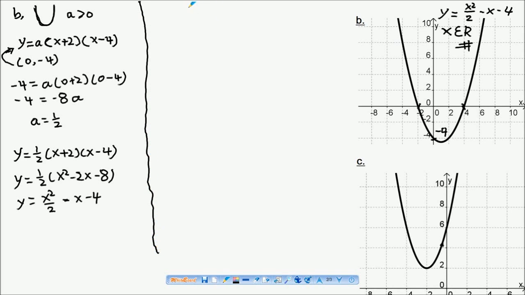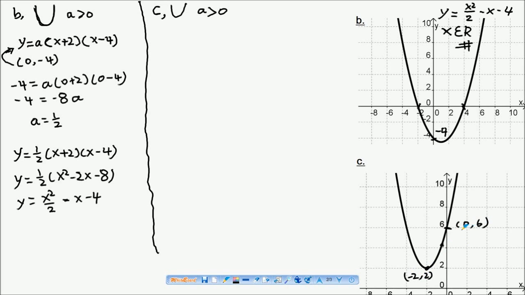Now let's start with question C. First of all, the graph in question C is a U shape, so it means the coefficient a is positive, greater than 0. Now we look at it. The turning point is at -2, 2, and the y-intercept is at 0, 6.